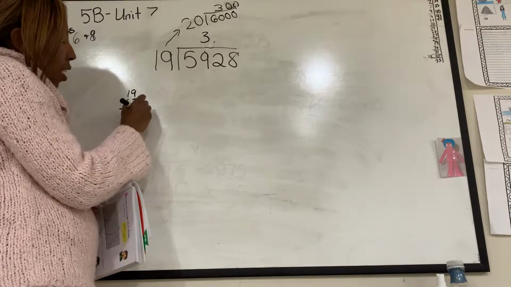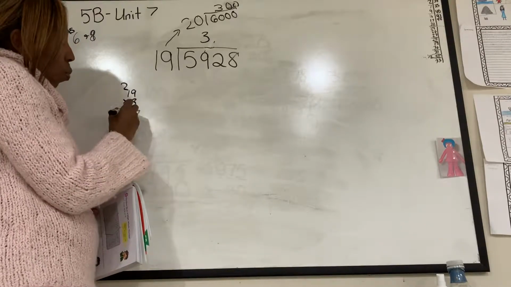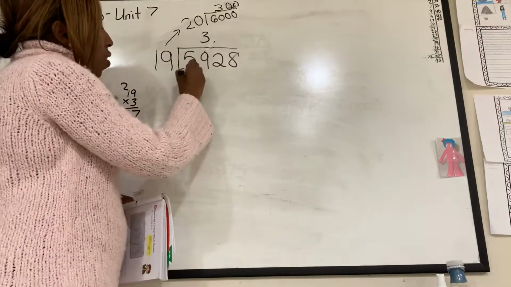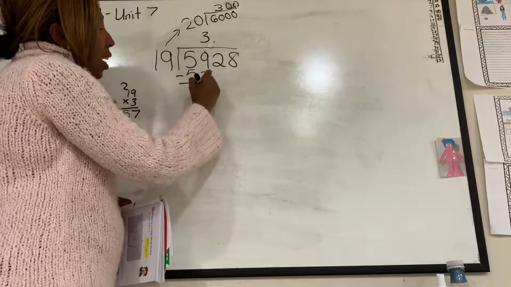That's fine. And then I know that's 27. 3 and 1 plus 2 is 57. Well, look at that. Pretty close. 57, I subtract, and I get 2.